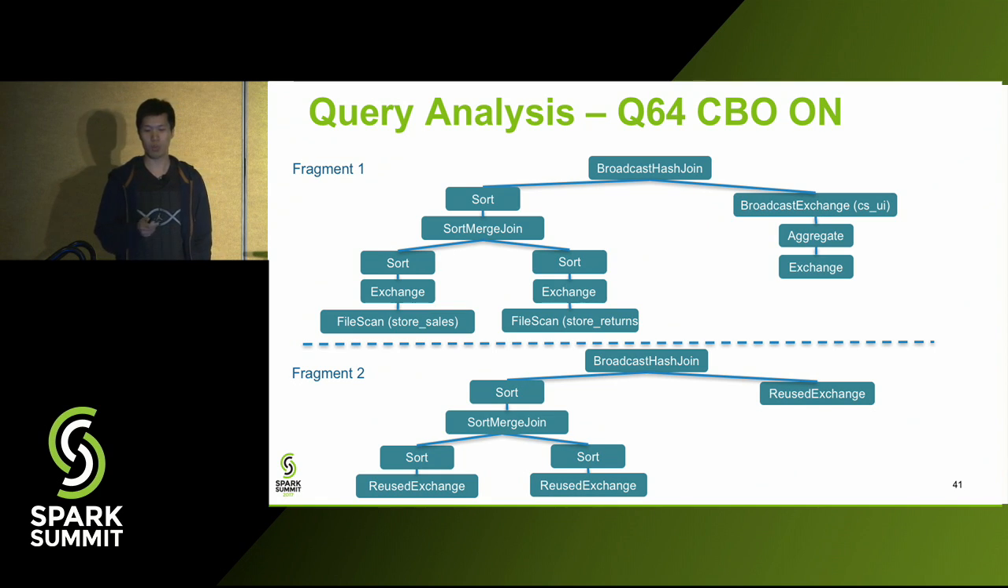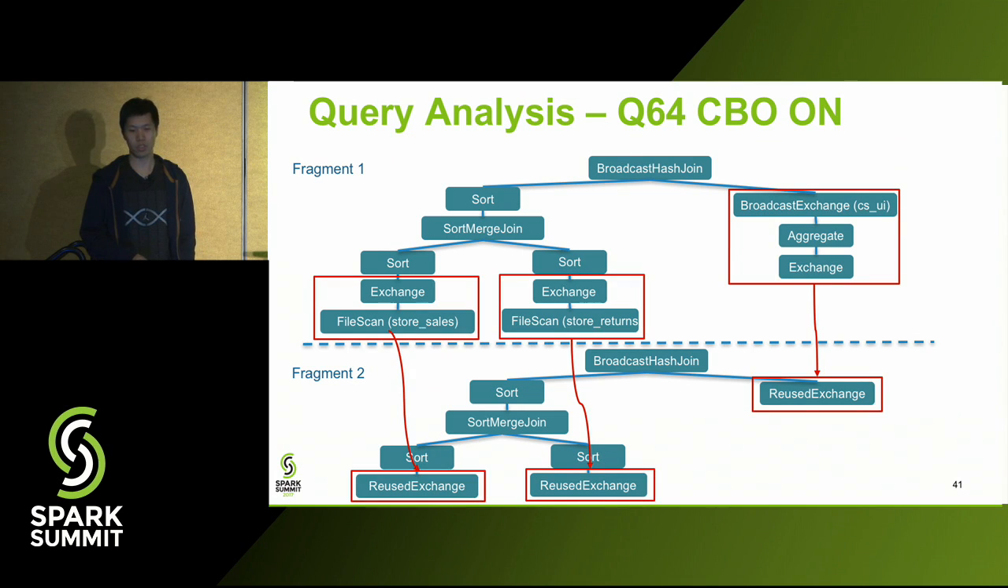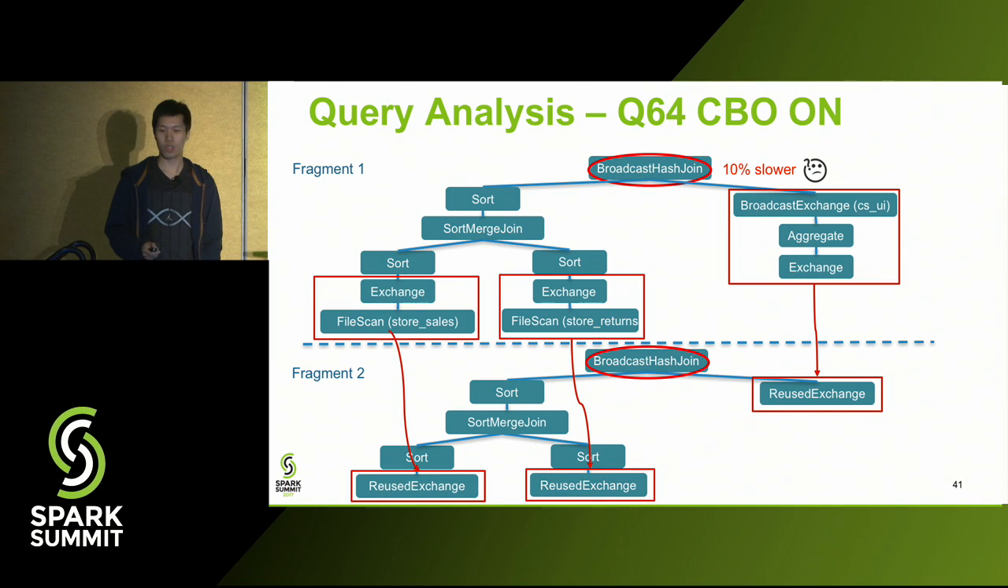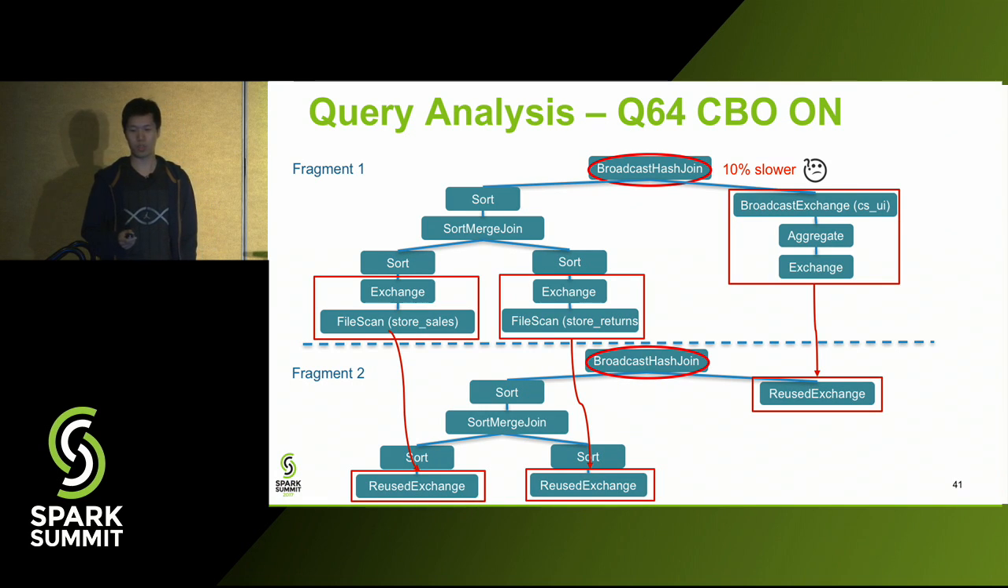Now in fragment 2, due to Spark's reuse exchange mechanism, we can reuse the shuffle result of store sales and the shuffle result of store returns, and also we can reuse the broadcast exchange of CSUI. Also notice that we have an outer join. So with CBO turned on, we know that the output of CSUI is very small. It's small enough to be broadcasted. So we choose broadcast hash join here.